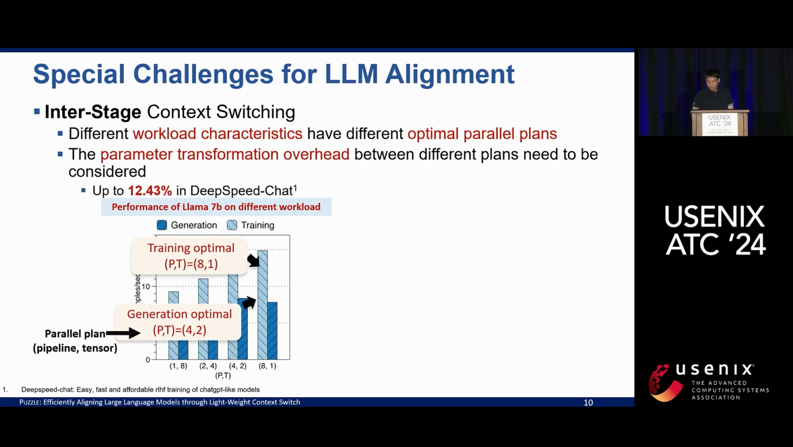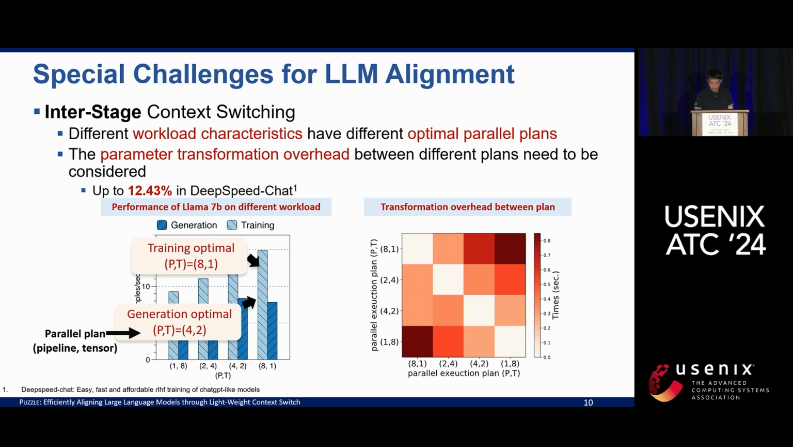Moreover, we notice that the parameter transformation between different plans can also have large overhead. In the evaluation of DeepSpeed-Chat, it accounts for 12% of the execution time. The figure on the right shows the transformation overhead between different plans. The overhead depends on both the original plan and the target plan. So it's necessary to consider these characteristics in order to reduce the transformation overhead.